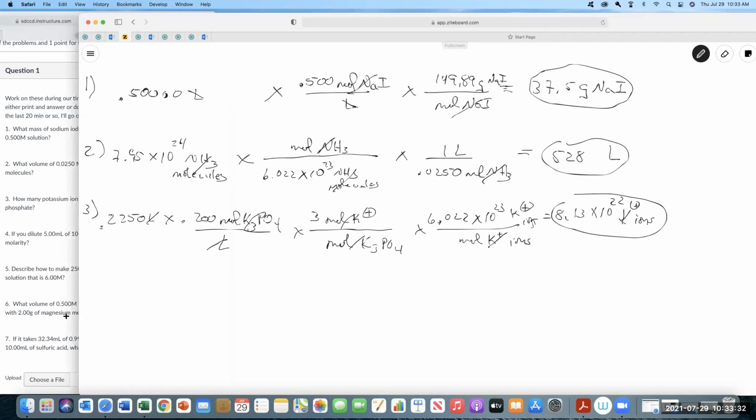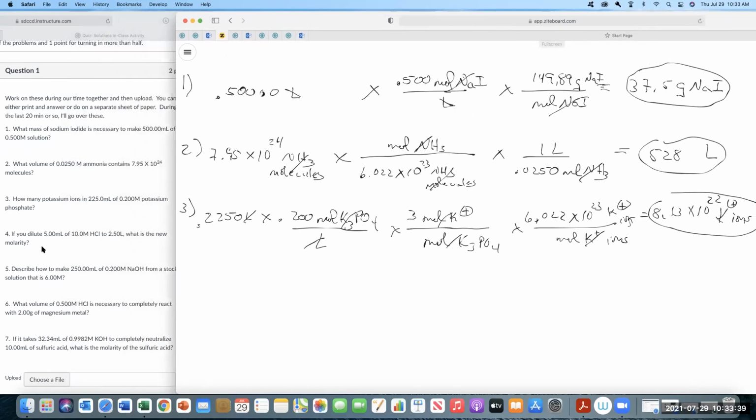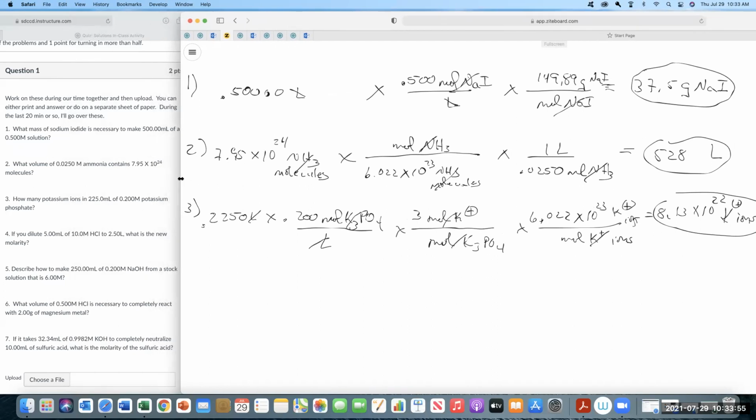All right. Okay, number 4 says if you dilute, okay, this is a dilution. I'm going to dilute 5 mils of 10 molar HCl to 2.50 liters. What's the new molarity? I'm going to do this one with dimensional analysis. I'll do the next one, which is also a dilution, with the equation just to vary it up a little bit. So we want to find the new molarity. We want to find moles of HCl per new liters.